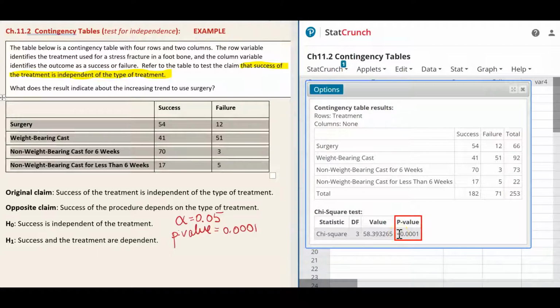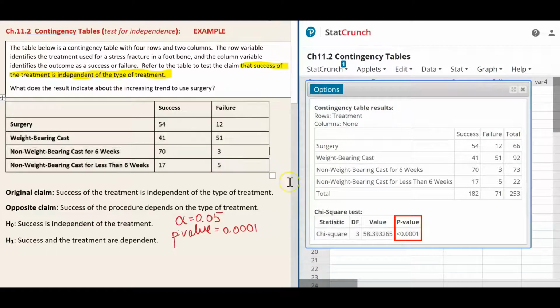The p-value is very, very small, less than 0.0001. It is smaller than alpha of 0.05. Therefore, we reject the null hypothesis of independence between success and treatment. It appears that success does depend on the treatment. Although the results do not tell which treatment is best, we can compare the success rates.